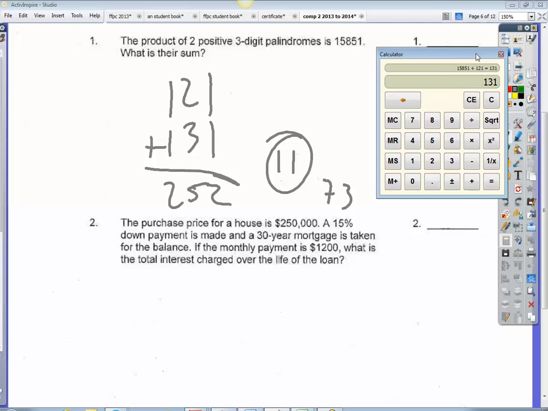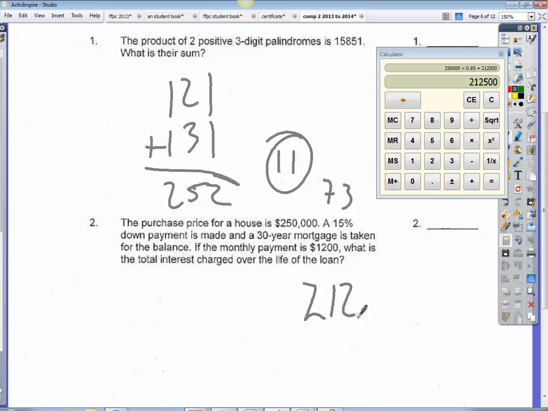Alright. Purchase price of a house is $250,000. 15% down is made, and a 30-year mortgage is taken to pay the balance. If the monthly payment is that, what is the total interest charged over the life of the loan? Alright, so 15% is paid down, right? So that means that you have 85% of that left to pay. So let's do this first. I'm going to multiply this by 85%, because that's what I have left to pay.